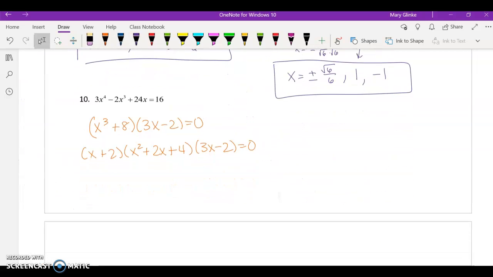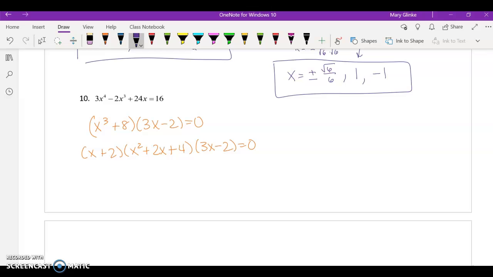Lastly, we're going to do one more. We should end up with 4 answers. So we can see right now we're going to have -2 and positive 2/3 from our linear factors. Our other one came from our sum of cubes, so we have to use our quadratic formula for that one.